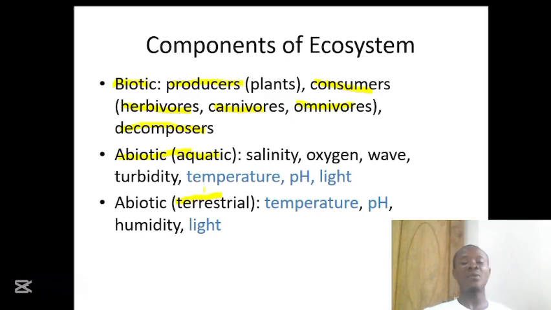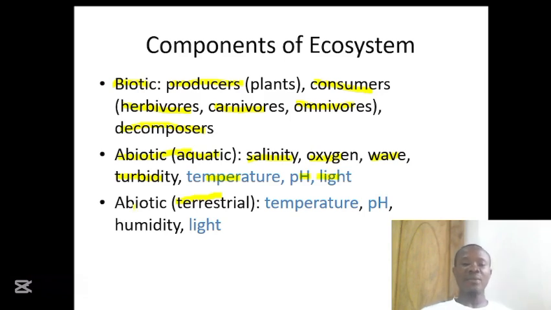So let's talk about the abiotic components that affect aquatic life. One, we have salinity, which talks about the degree of saltiness of water. And we have oxygen, the one that they can use to respire. And we have waves, which talk about the up and down movement of the water. And turbidity, which talks about the cloudiness of the water. We also have temperature, we have pH, we have light. All of them affect aquatic life.